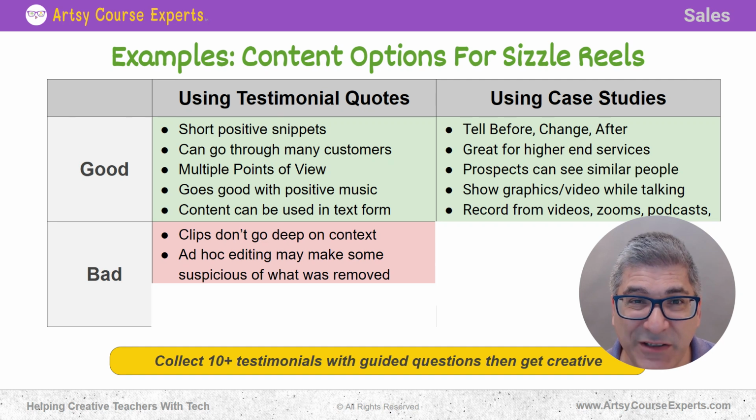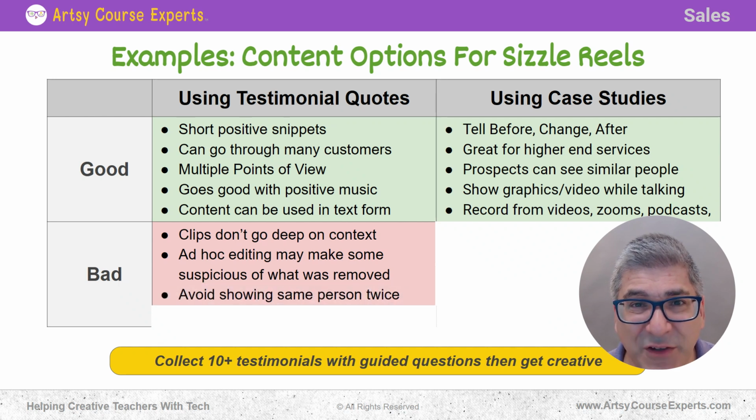Some people might get suspicious. Like, what was it that they removed? They only shared 10 seconds, but did they say other negative things that was removed? So that's a little tricky with the shorter quotes. You're going to want to avoid showing the same person twice. If you have these quotes, you're going to want to wait before you build out your sizzle reel. Go ahead and collect up 5 or 10 different prior customers.